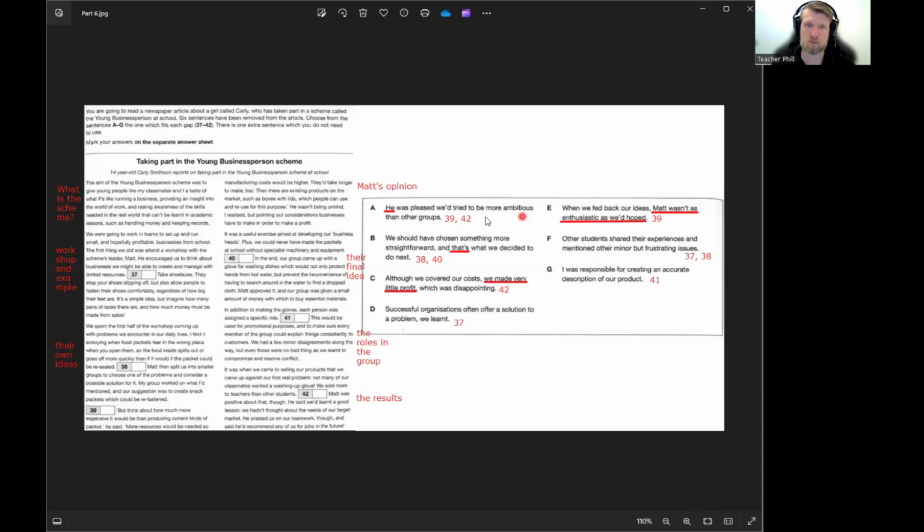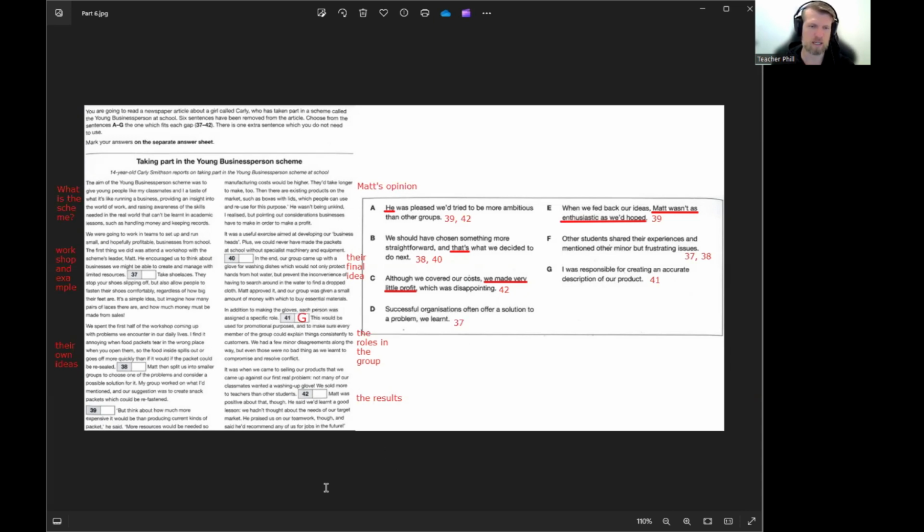With 39 here, we have the same issue, but then G is the only sentence where I think this would go in 41, where Carly talks about her responsibility. I think that would fit perfectly here in what her role was in the group. No other sentence makes sense here to me, so I will make that decision right now. I will put option G in gap 41. So I'm already very confident with this.